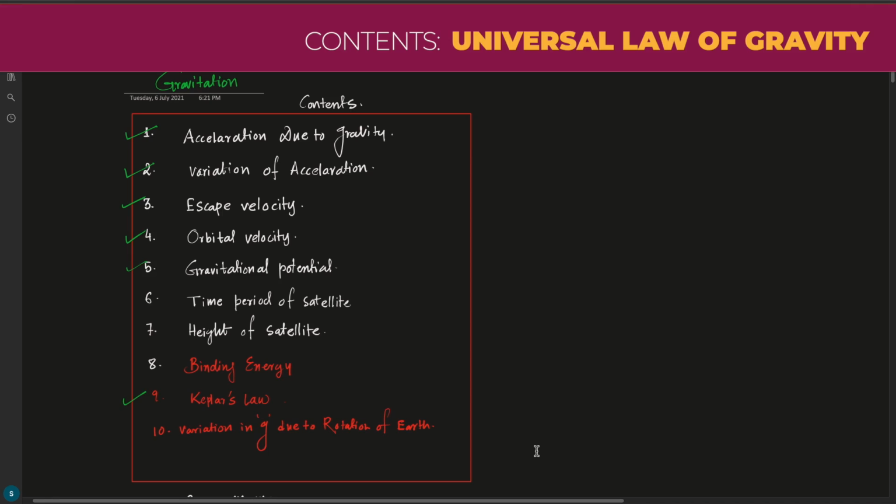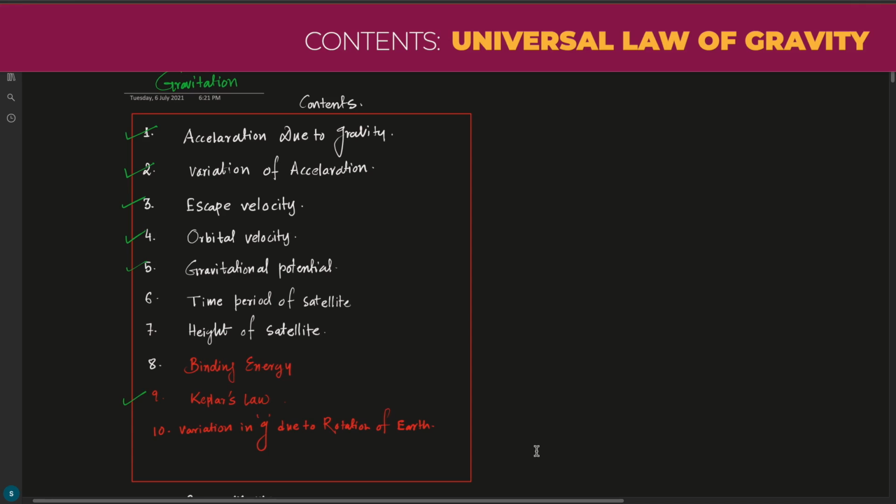Okay, and then we'll go for the height of satellite and how to find the equation of the height of satellite. Then definitely we'll go for the binding energy. We are not talking about the molecular binding energy, but also we'll go for the expression of the binding energy in great scale. All right, so in larger scale, I mean, and then we'll move to Kepler's law.